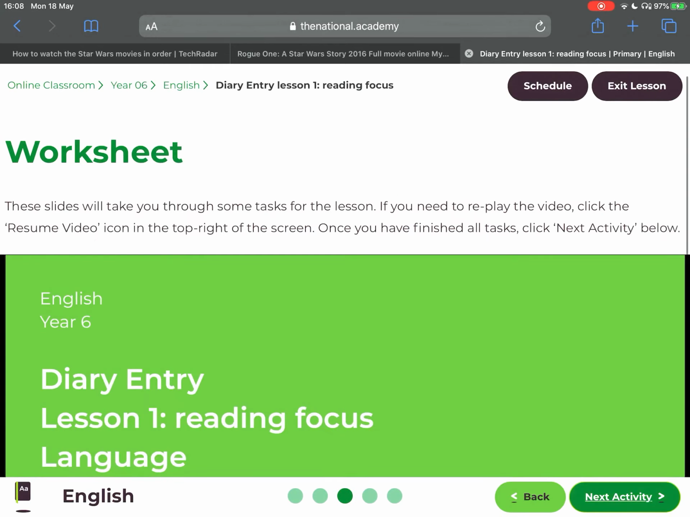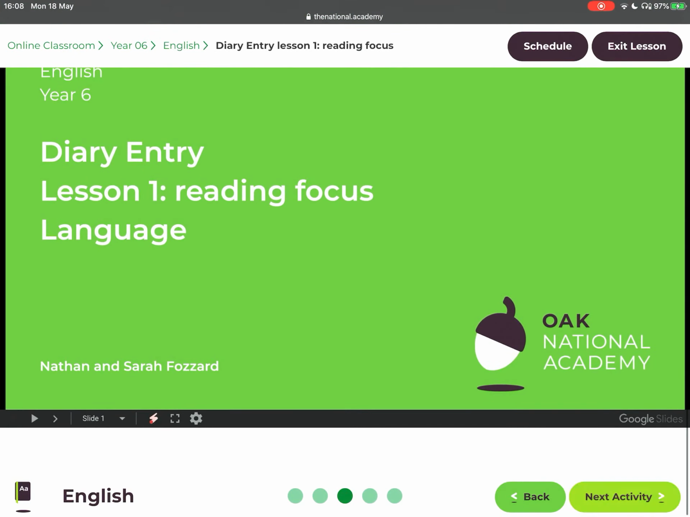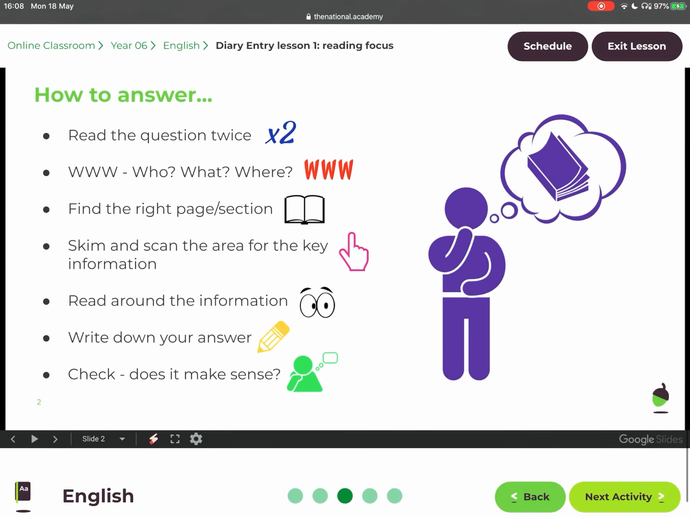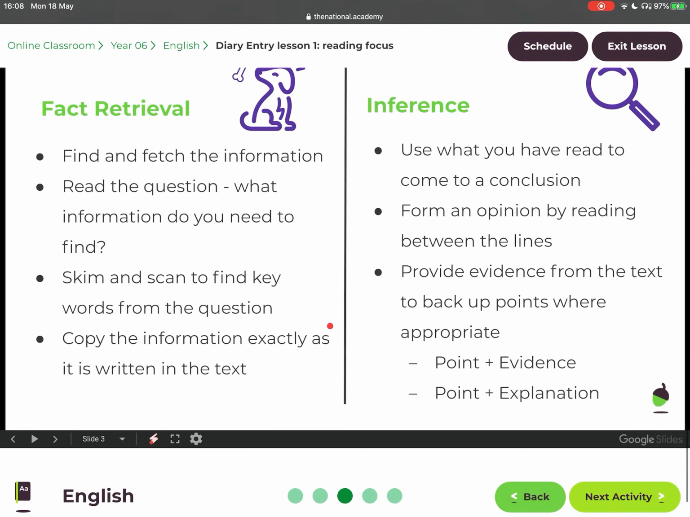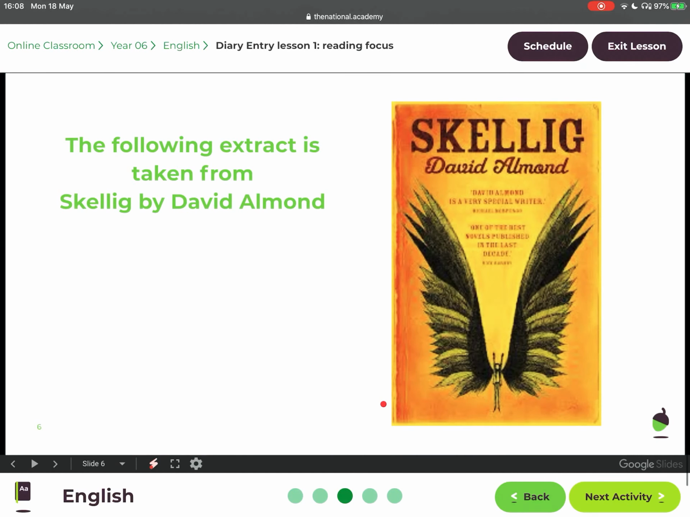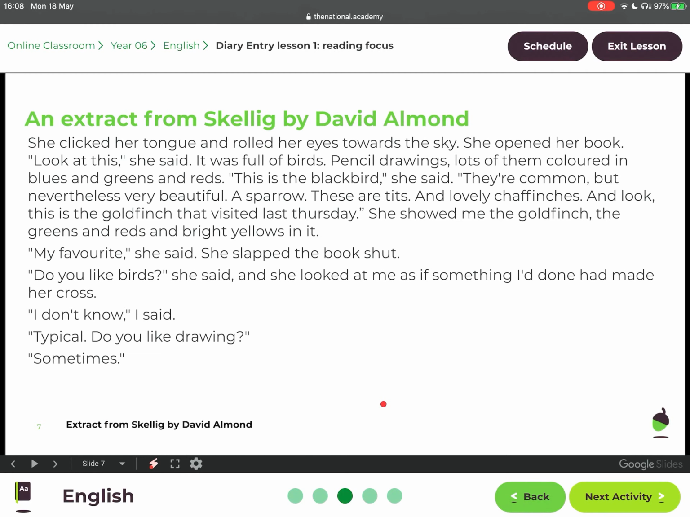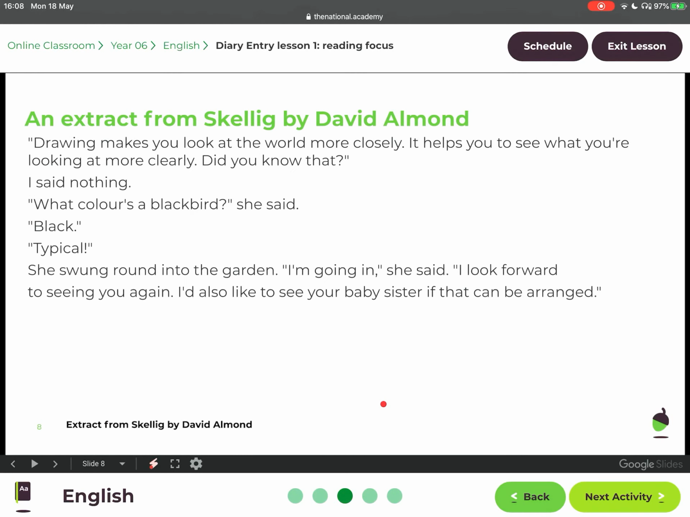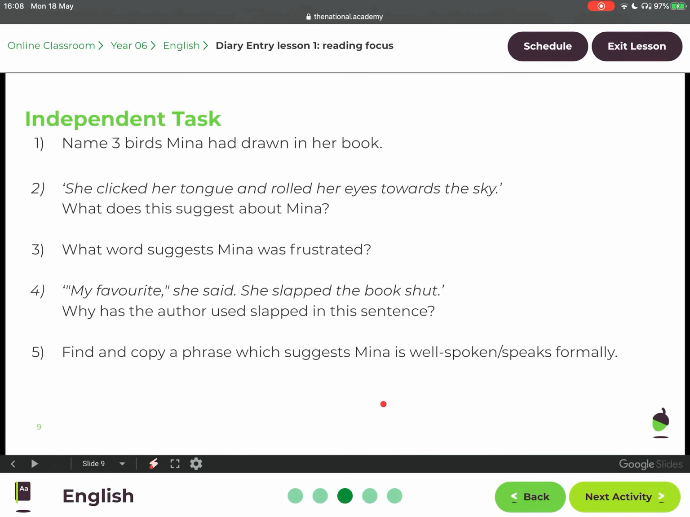After that, you would have your independent task here. So here, these are your reminders. Independent task, reading comprehension. This following extract is taken from Skellig by David Almond. So here, you would need to read this extract. And then independent task. Number 1, name 3 birds that Mina has drawn in her book. Those birds could be a blackbird, a sparrow, and a goldfinch.